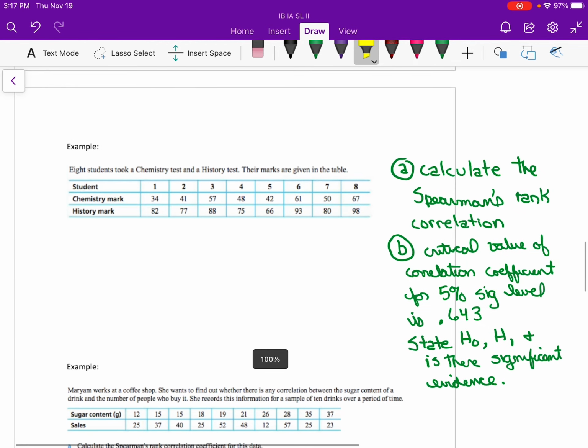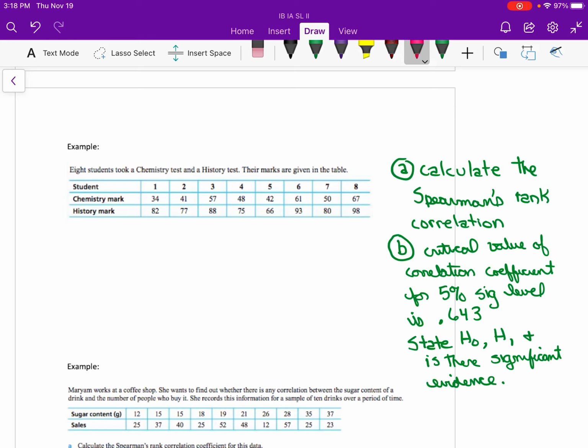All right, so here we have an example. I forgot to type part of it, but here you go. 8 students took a chemistry test and a history test. Their marks are given in the following table. I want you to A, calculate the Spearman's rank correlation, and B, given the critical value of correlation coefficient for 5% significance level is 0.643, state the null hypothesis, the alternate hypothesis, and is there significant evidence.